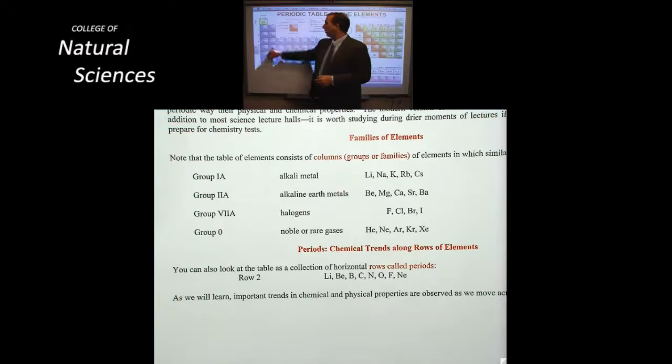Notice that these alkali earths include some of the important kinds of structural materials that you see. So like here's calcium, for example. Calcium which is found in bones, and calcium which is found in teeth, and calcium which is found in limestone.